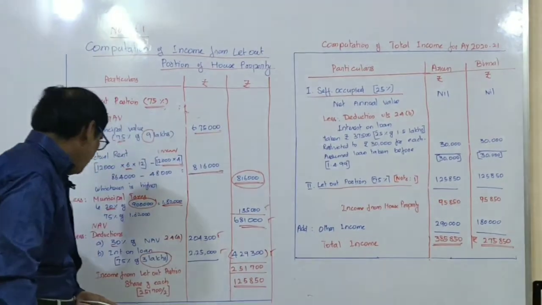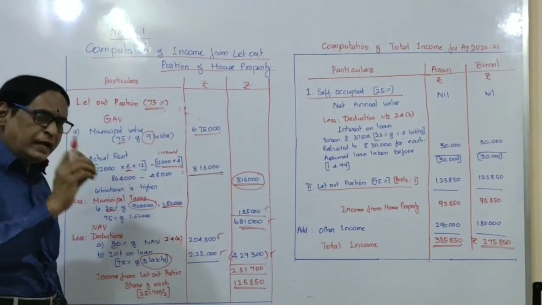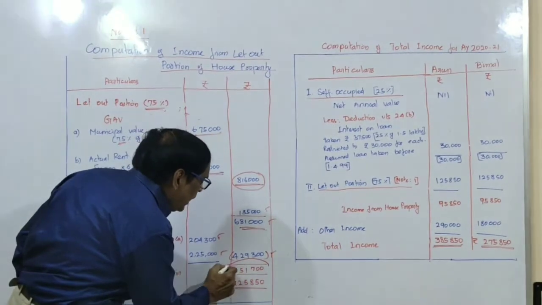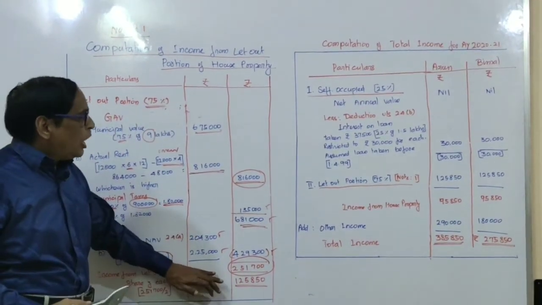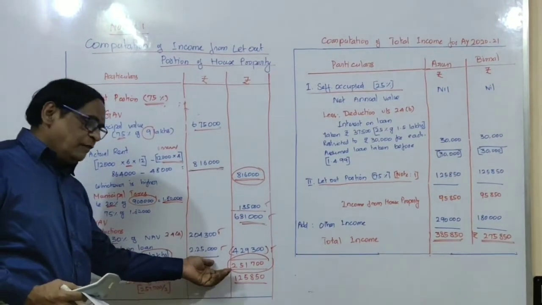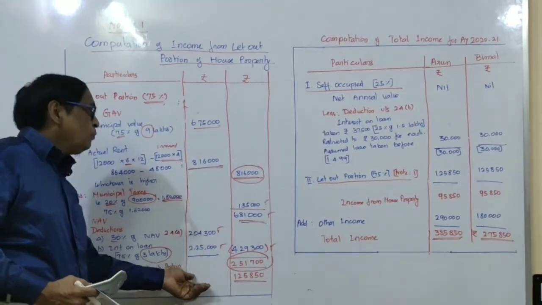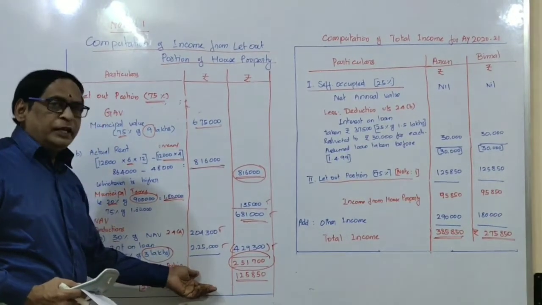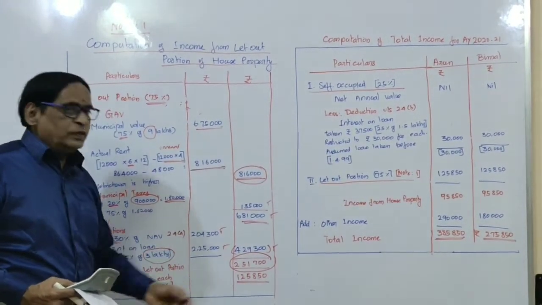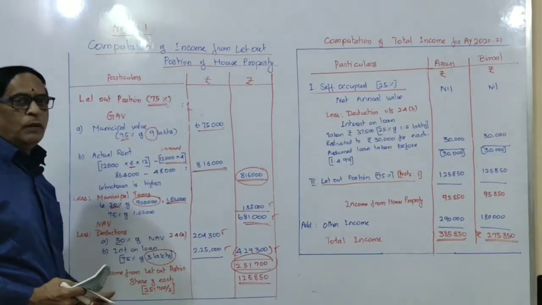If we deduct this amount, the income from the let out portion in aggregate is coming to 2,51,200. It is for both the owners, Arun and Bimal. So if we divide this, the income to Arun is 1,25,850 and the income to Bimal is 1,25,850. So this is note number 1.